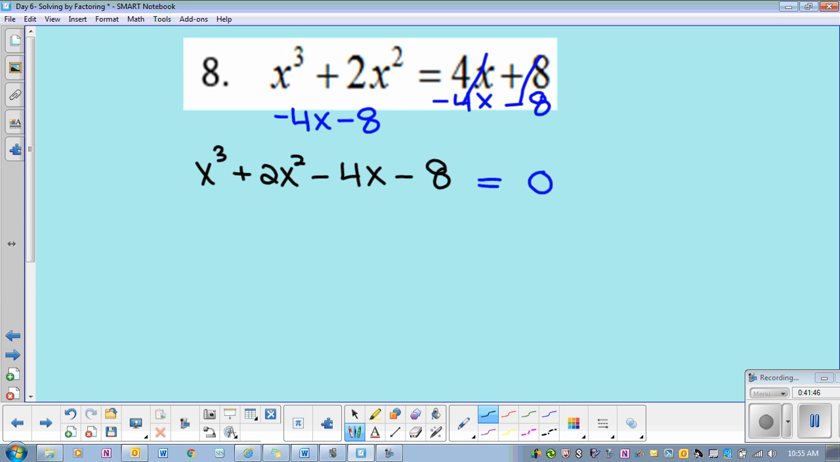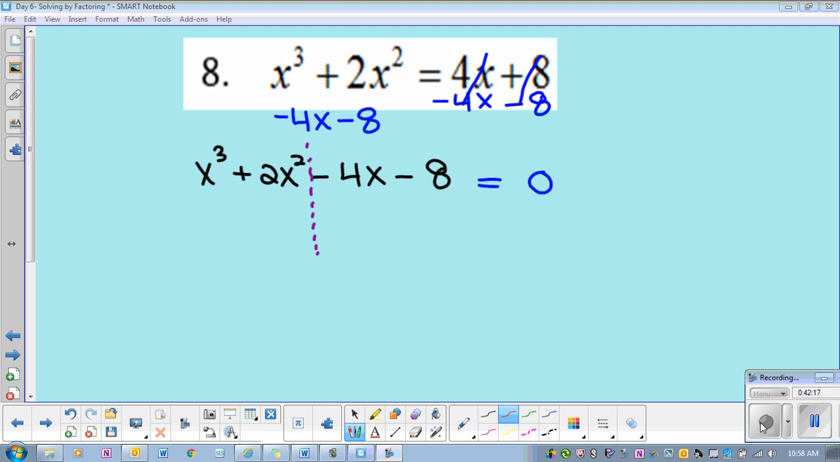Is there a GCF for the whole thing? No. No GCF number, and you can't take out an x. Not everyone has an x, right? But how many terms do you have? 4. How do you factor when you have 4? Split it in half, divide it, right down the middle. GCF, the left-hand side, and GCF, the right-hand side. I want you guys to try that.